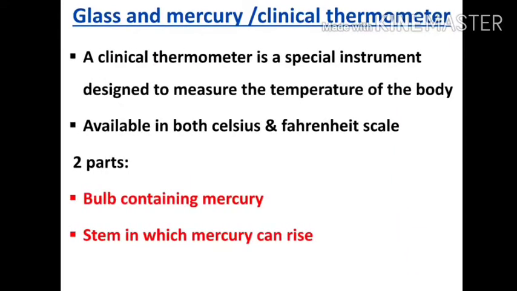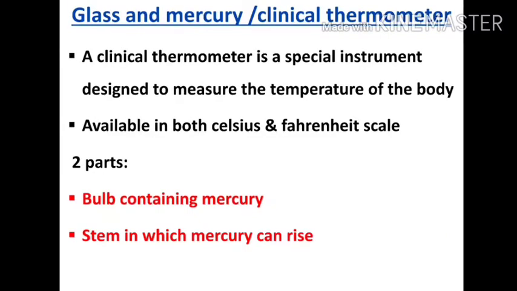First is the glass and mercury or the clinical thermometer. It's a special instrument that is used to measure the temperature of the body. It is available in both Celsius and Fahrenheit scale. It is having two parts, that is bulb containing the mercury and the stem in which mercury can rise.